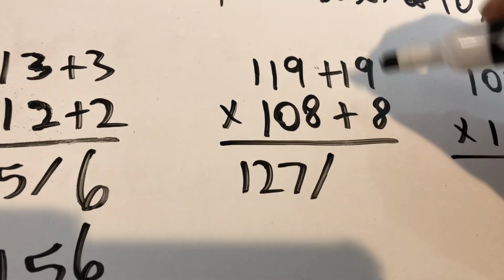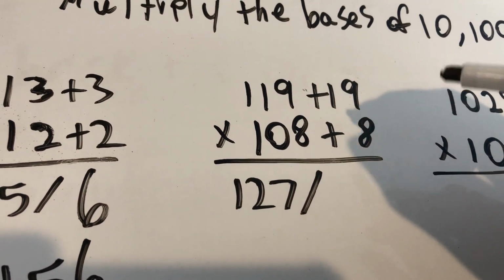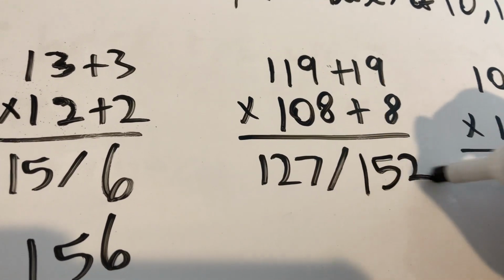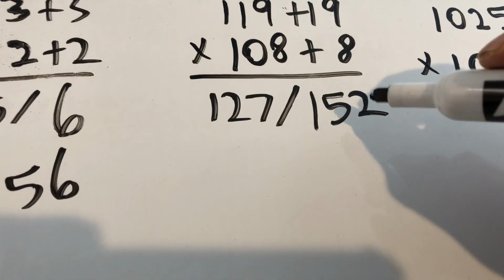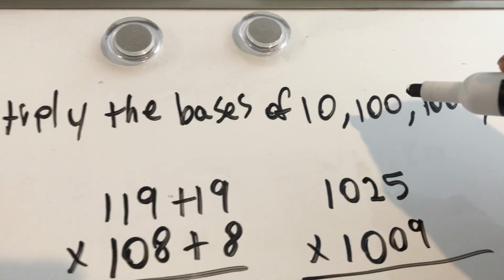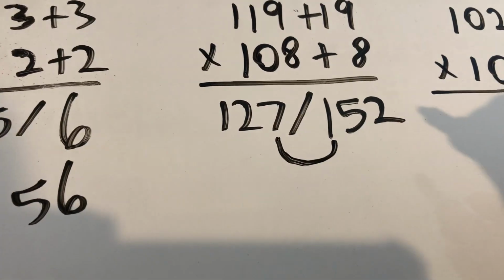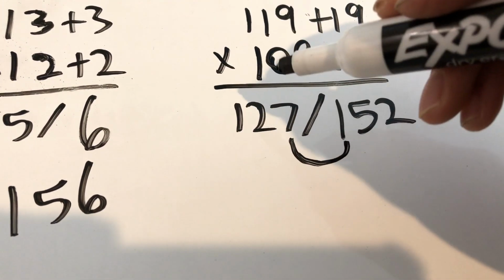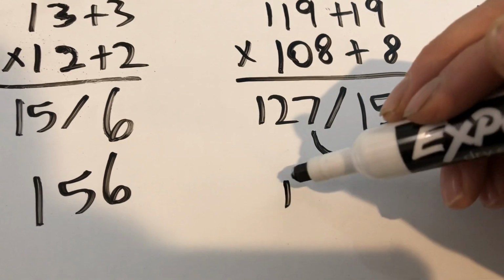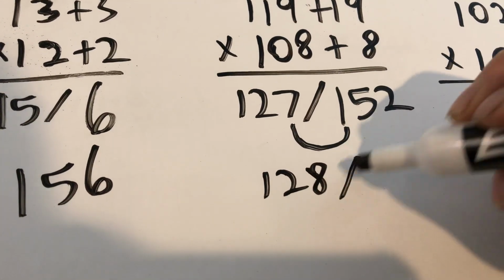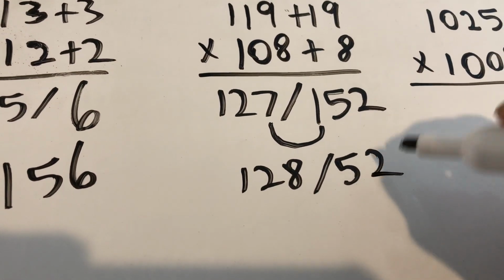Next step is to multiply these last digits. So 19 times 8 equals 152. So you got 127 here, 152 over here. Now you notice 152 is definitely above the base of 100. So what can we do next? We carry this number over and we add 127 plus 1, which equals 128. So bring 128 here, 52 here. And since 52 is below the base of 100, we don't have to carry any more.